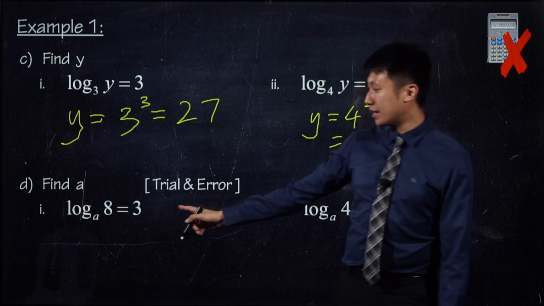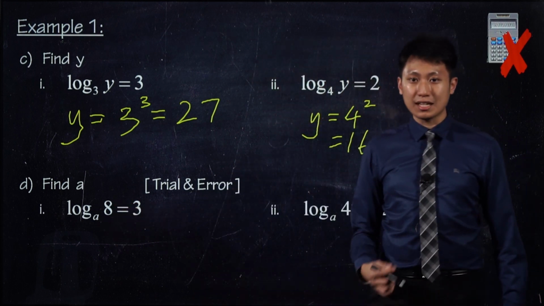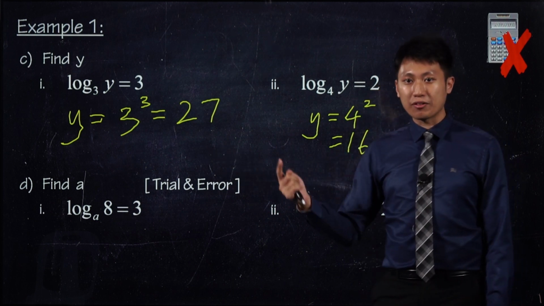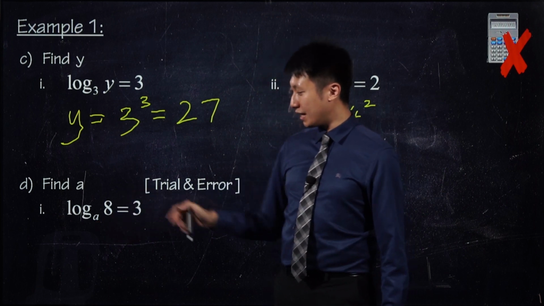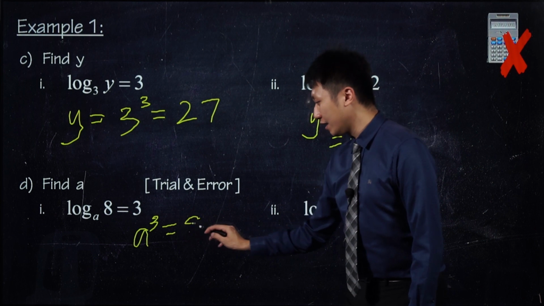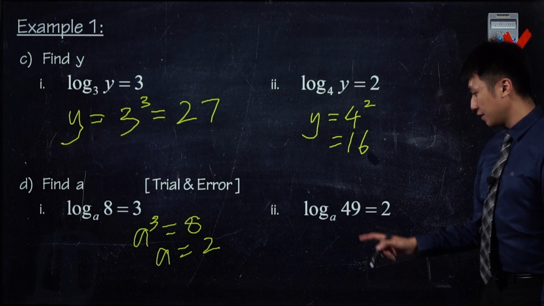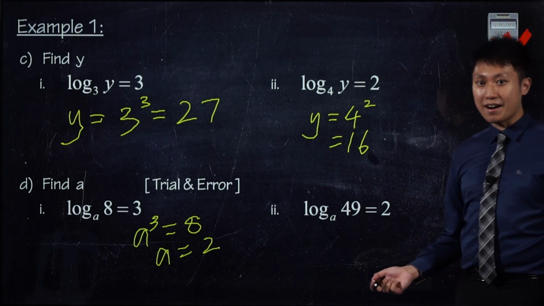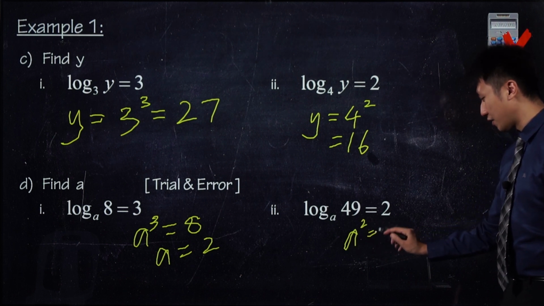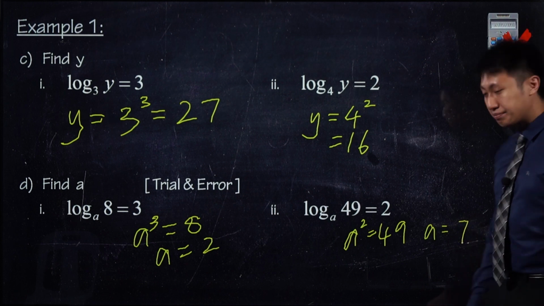Now we are going to do trial and error here. Something to the power 3 is 8. So what is that something? You are familiar with 8. 8 is 2 to the power 3. So 2 to the power 3 is 8. Then we find a, which is equal to 2. This one shouldn't be hard, right? Something squared is equal to 49. a squared is equal to 49. This means a is equal to 7.